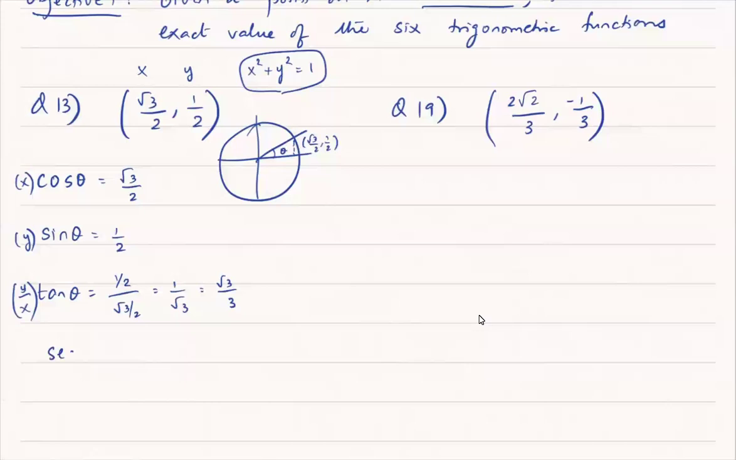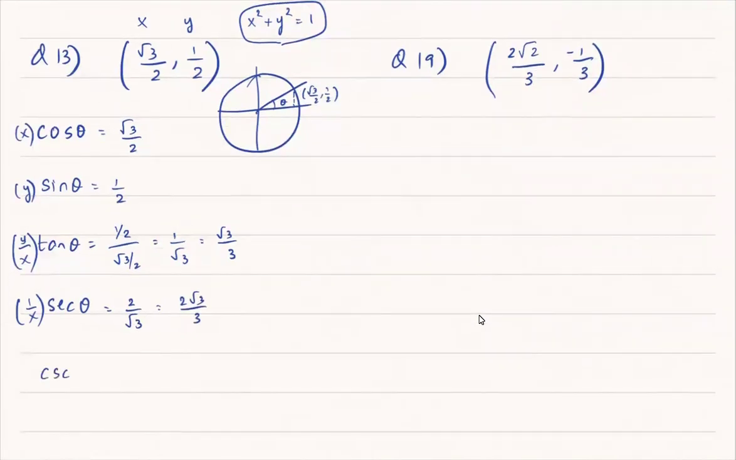Then secant theta is nothing but 1 over x. These are all for the unit circle. So that is 2 over root 3, which is 2 root 3 over 3. And then cosecant theta is 1 over y, which is 1 over 1/2, and that is 2. Cotangent theta is nothing but x over y, which will be root 3 over 2 over 1/2, and that is root 3.